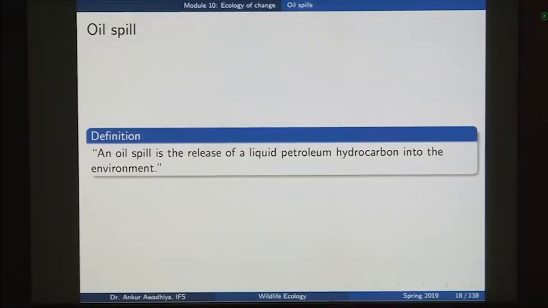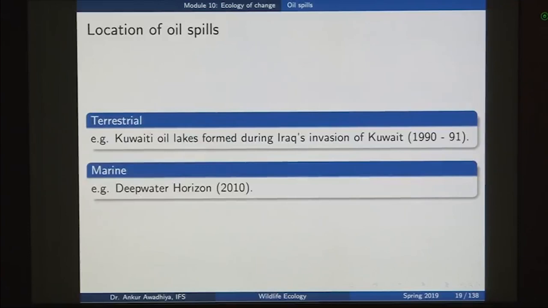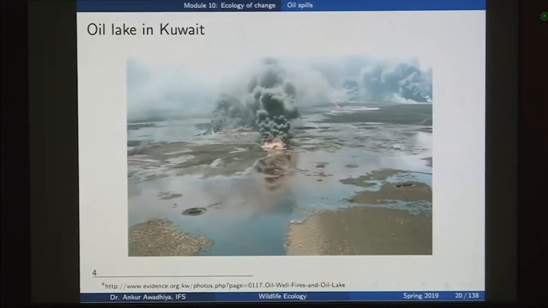Now, an oil spill is the release of liquid petroleum hydrocarbon into the environment. So, that is the definition. You have liquid petroleum hydrocarbons that get released to the environment, and that is an oil spill. Now, these oil spills can be anywhere. So, you can have a terrestrial oil spill where the oil is coming out on a portion of land. A good example is the Kuwaiti oil lakes that were formed during Iraq's invasion of Kuwait in 1990-91.